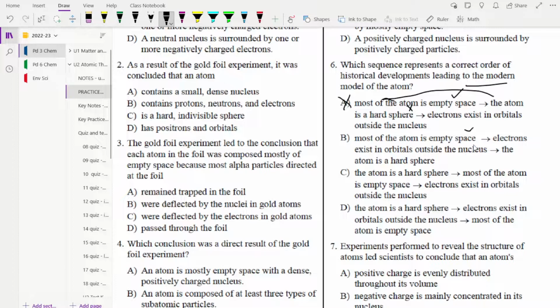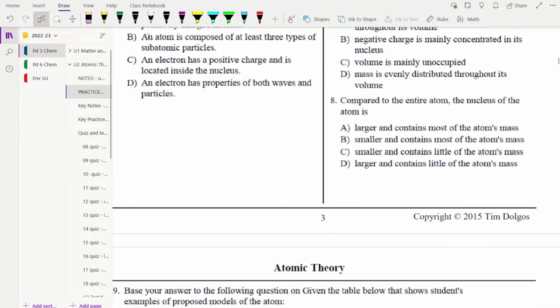Everything was good until this one. This hard sphere model is Dalton. That was one of the first models. It was the first model. The atom is a hard sphere, correct. Most of the atom is empty space. Thank you, Rutherford. Electrons exist in orbitals. Thank you, Bohr. And those are all correct. So option C. Let's go to the next page.